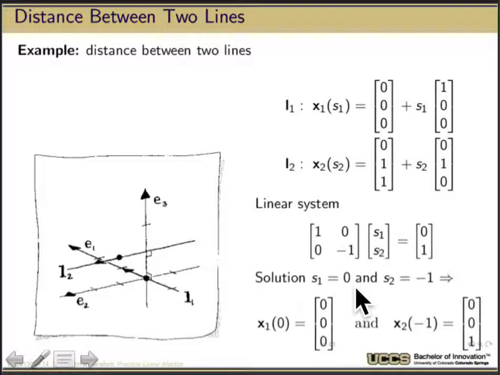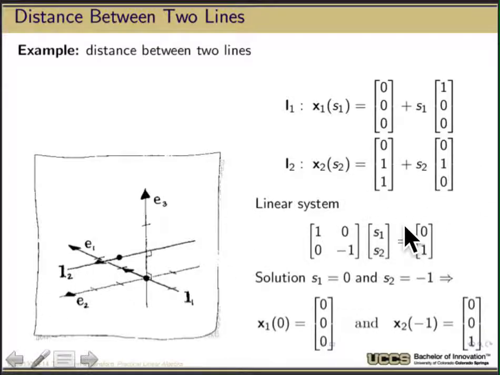So given two lines, here we have 0, 0, 0 plus s1 times 1, 0, 0. So this is going through the origin and going up the vertical axis, plus 0, 1, 1 plus s2 times 0, 1, 0. So now we're going along this axis and we're offset along the axis. So think of this as another face of the cube.